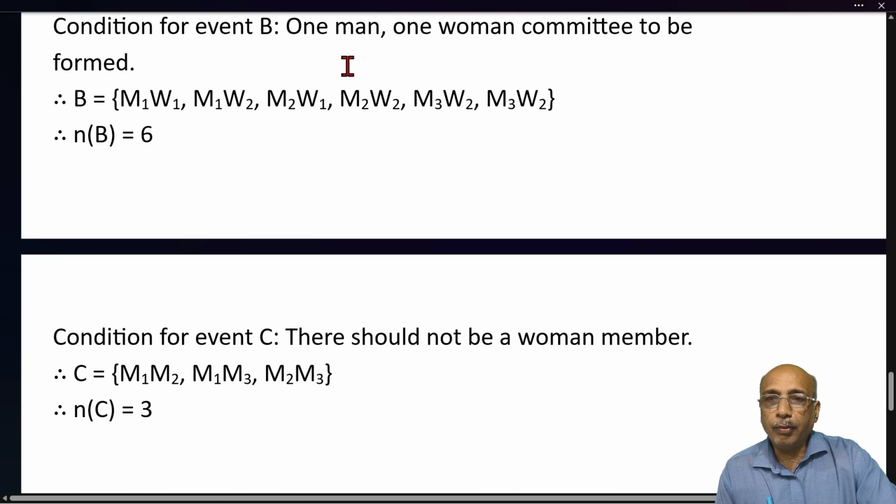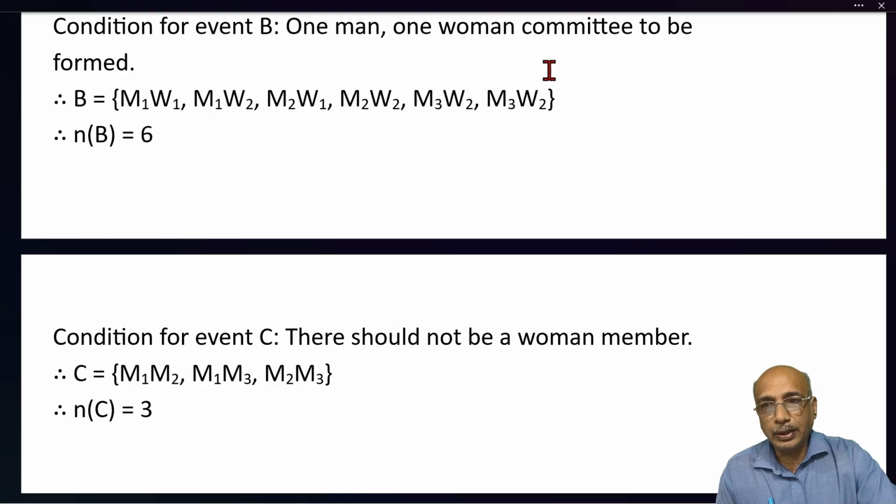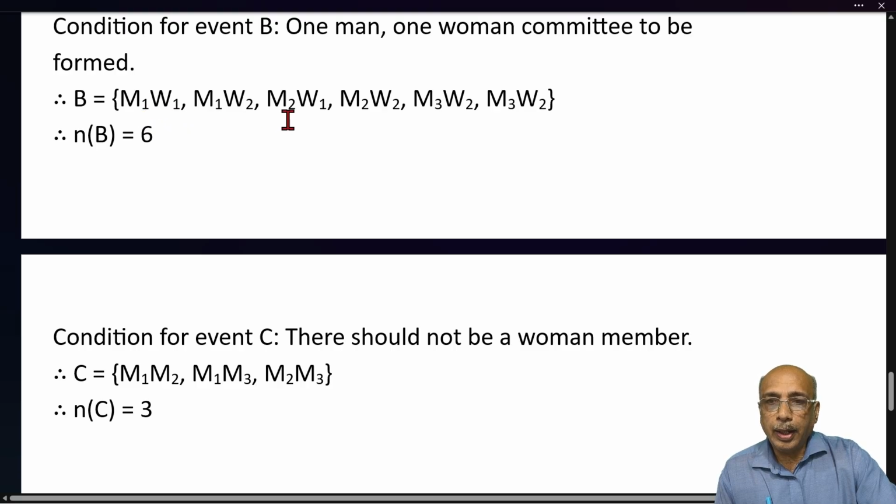Condition for event B: one man, one woman committee to be formed. So where 2 men are there, it will not be considered, or where 2 women are there, it will not be considered. So here all the other terms: M1 W1, M1 W2, M2 W1, M2 W2, M3 W1, M3 W2. Therefore, n of B equals 6.